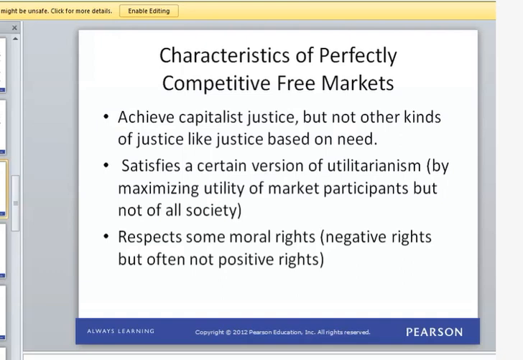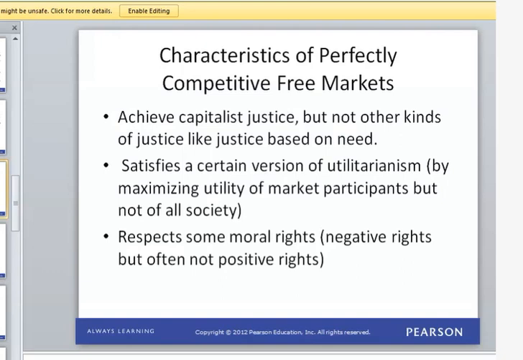Right? So third one is the rights approach. Talking about rights, in this concept it respects some moral rights, negative rights, but often not positive rights. Okay, kita tahu ada positive right, kita ada negative right, and contractual right. Talking about these two first, right? In the context of perfectly competitive market, they only serve the negative right, not the positive right.